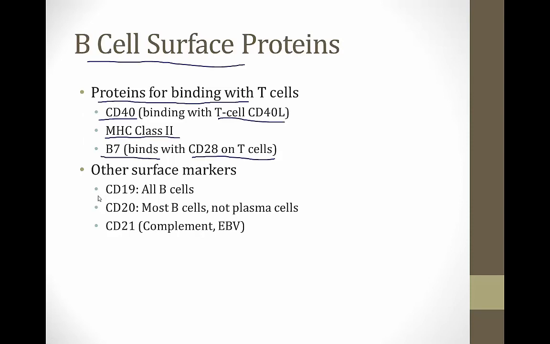Some other important surface markers are CD19 and CD20 and CD21, and these are all close to the number 20. That's how I remember them. You can find CD19 on all B cells.